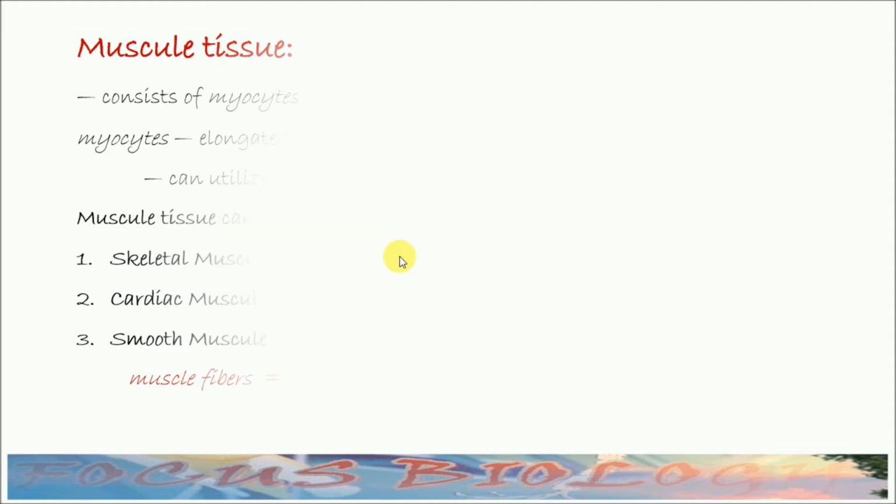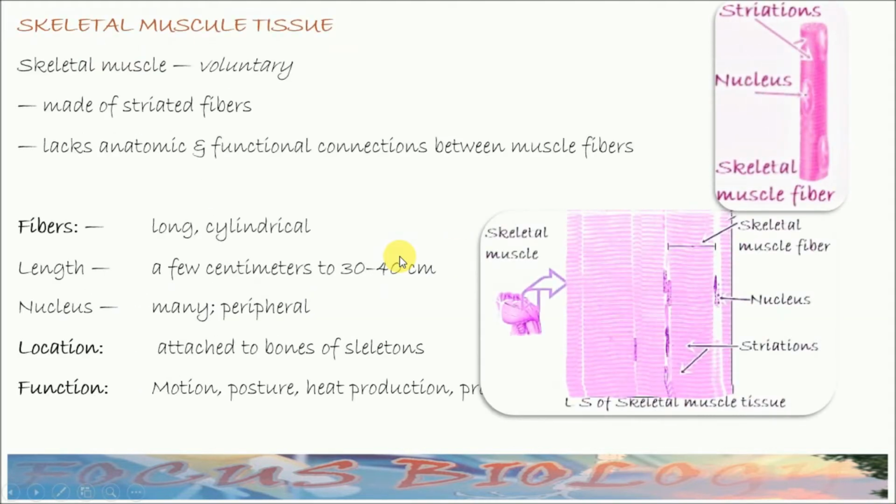So first, skeletal muscle tissue. Skeletal muscle tissue is voluntary in action. That is, it works under the control of our conscious brain. It is made up of striated muscle fibers. Here you can see this is a skeletal muscle fiber. Here these are striations.